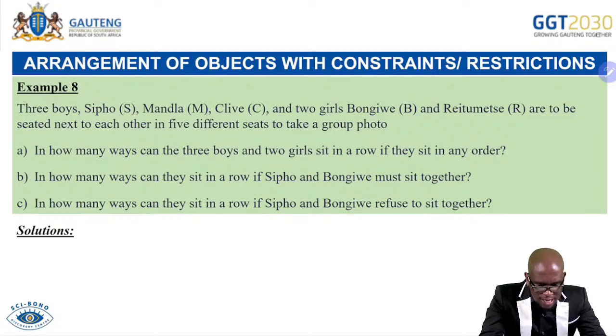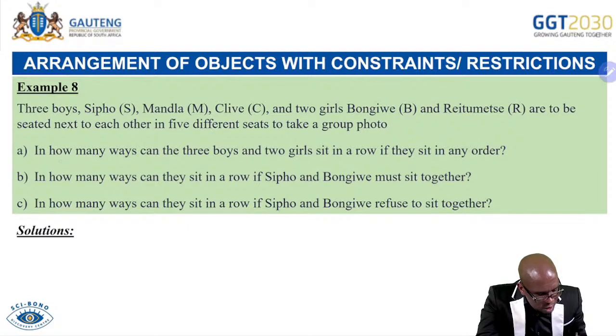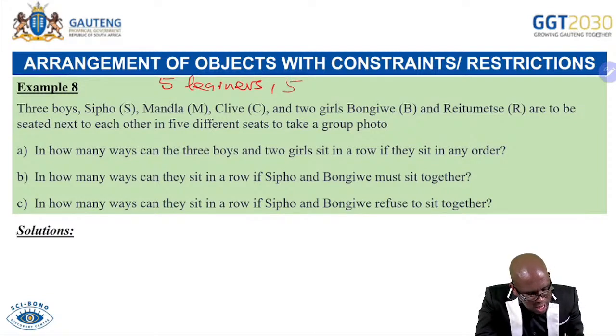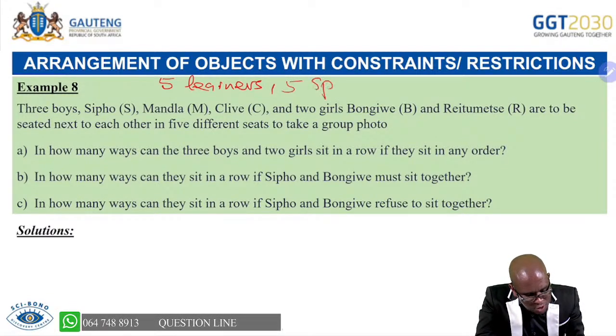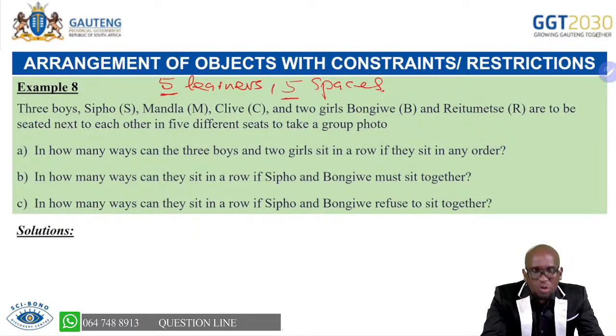3 boys, Sipho, Mandla, Clive, and 2 girls, Bongiwe and Ritumezi, are to be seated next to each other in 5 different seats to take a group photo. In how many ways can the 3 boys and 2 girls sit in a row if they sit in any order? Now, sitting in any order, you have how many? You have 5 individuals, or we can say 5 learners. And if they take a group picture, it's also in 5 spaces. So this should be n and n, that should be n factorial, which would be 5 factorial.